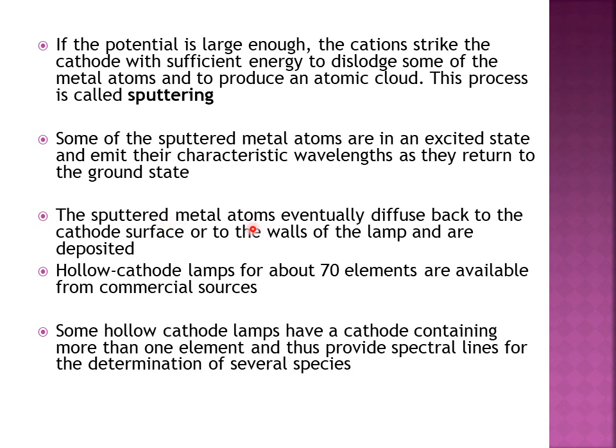The sputtered metal atoms eventually diffuse back to the cathode surface or to the wall of the lamp and are deposited there. In this way, this lamp can be used again and again. Hollow cathode lamps for about 70 elements are available commercially. Some hollow cathode lamps use a cathode that is made up of alloys, meaning a mixture of different elements, so it will generate spectral lines for all of those elements.